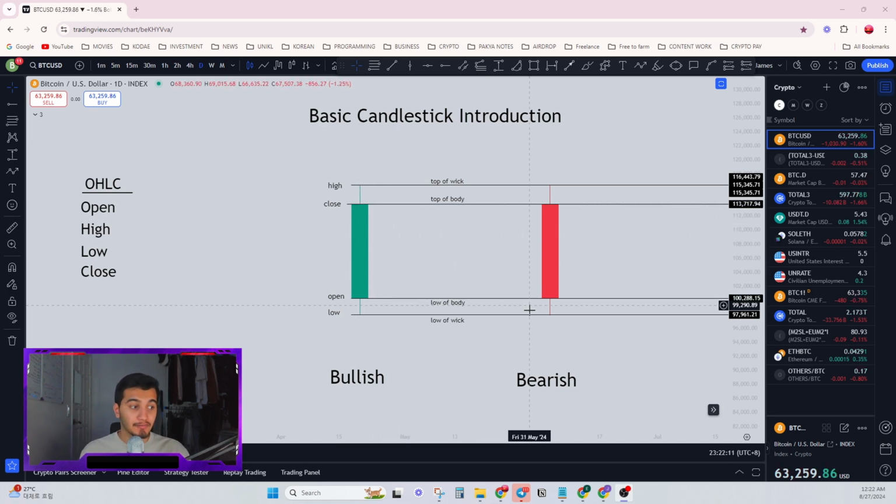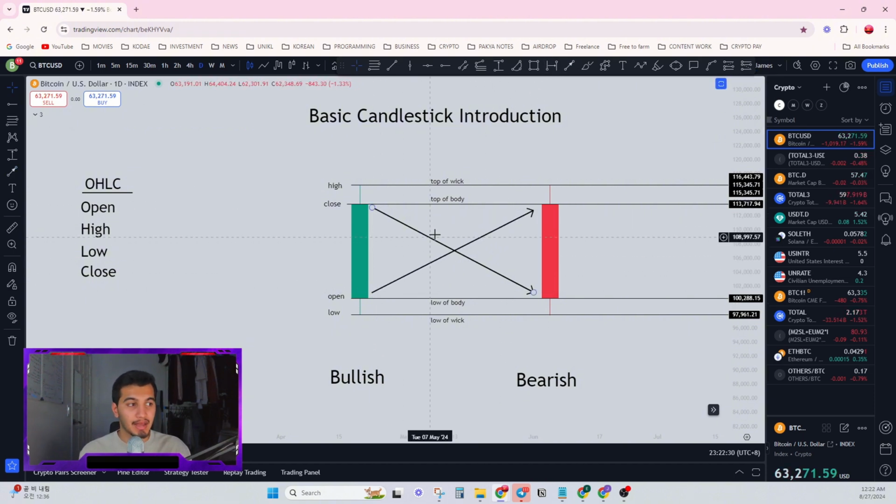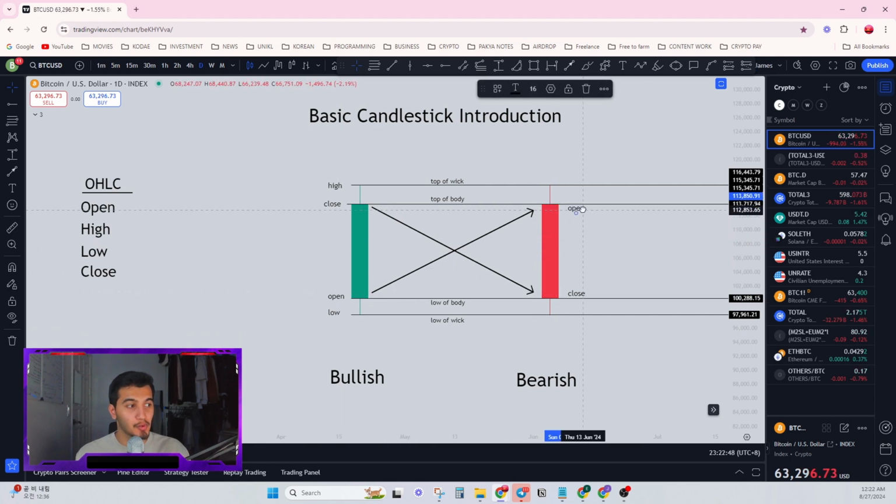That's simple. But for a bearish candlestick, bearish means we go down. Hence, we inverted it like this. The close is at the bottom and the open is at the top. That only applies to the top of the body and the low of the body. For a bearish candlestick, at the low of the body, we have the close for that candle, and at the top of the body, we have the opening price.